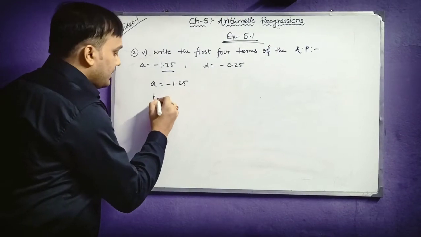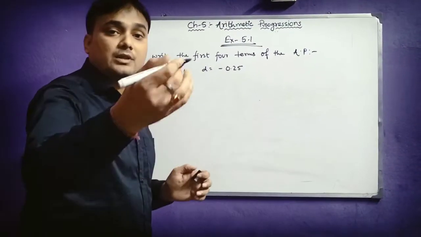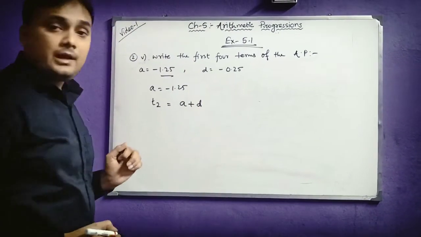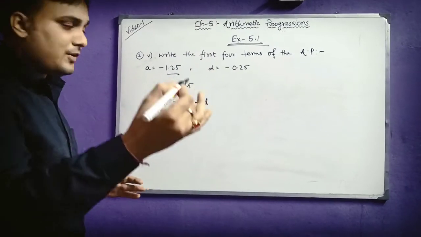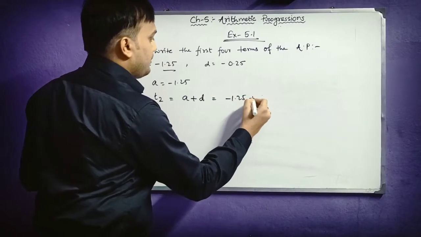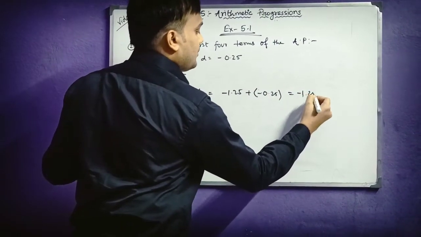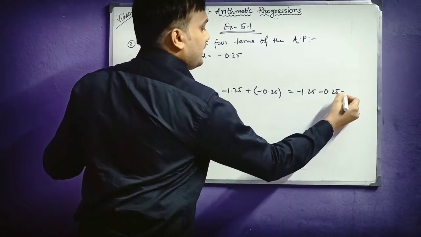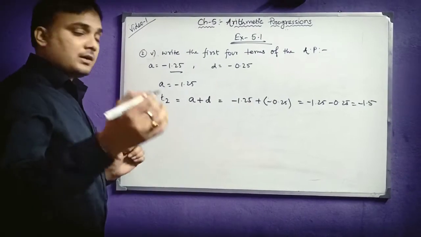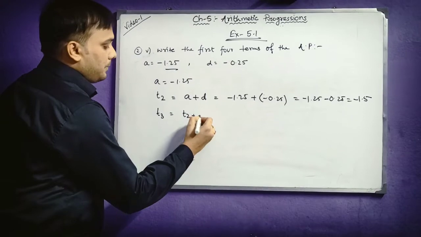The second term will be T2. What is the second term? The second term will be D more than the first term. That means I can say it will be A plus D. The second term is D more than the first term. That means it will be equal to minus 1.25 plus minus 0.25, which is equal to minus 1.25 minus 0.25. That means minus 1.5. Okay, what will be the third term? T3. T3 will be T2 plus D.